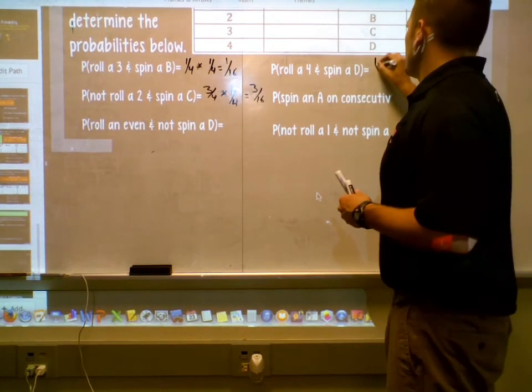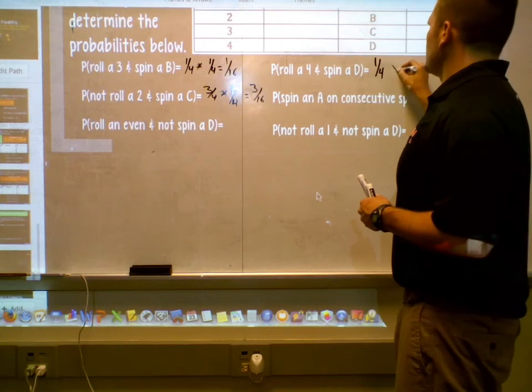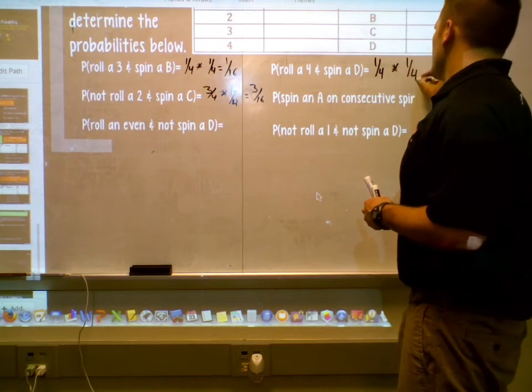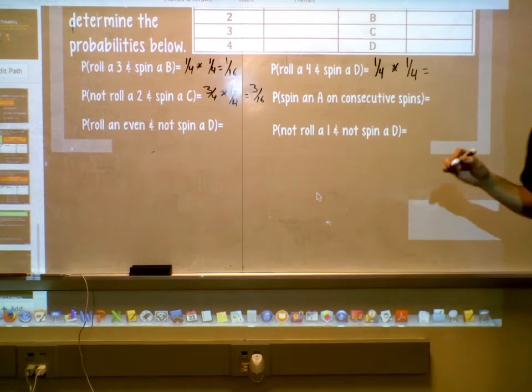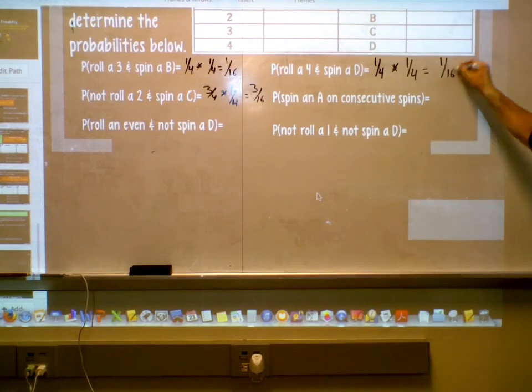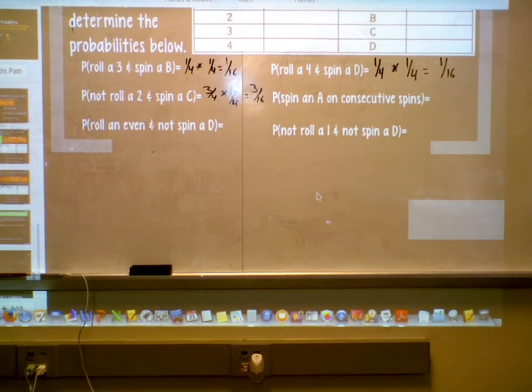1/4. What's the probability of spinning a D? 1/4. 1/4 times 1/4 is 1/16. Then we look at our sample space from previous days. There's only one time where you have a 4 and a D out of the whole 16 box sample space. So it works. 1 on 16.